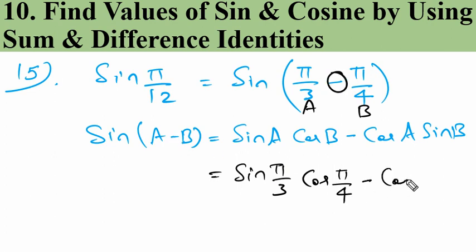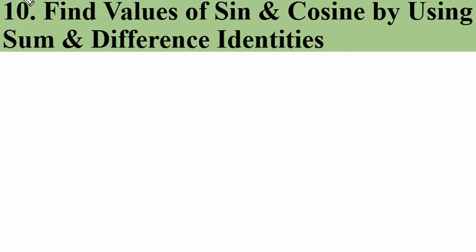Now negative cos pi over 3 and sine pi over 4. Just if you remember these values, directly substitute and solve. If you don't, then solve using the calculator. Okay. Next question, question number 16.